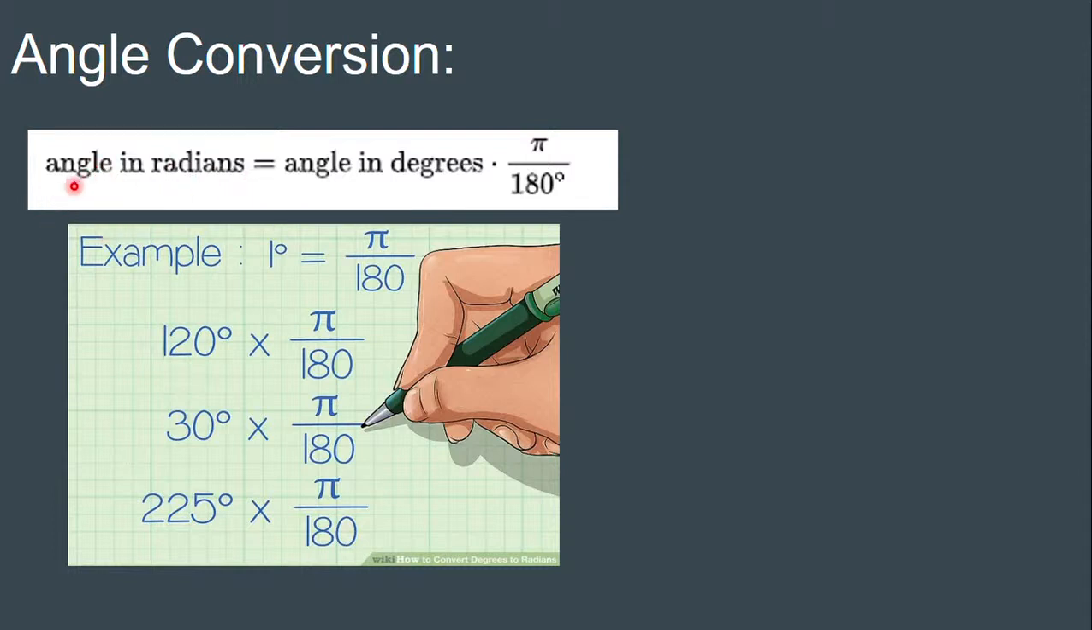So there is a formula. Angle in radians is equal to angle in degrees into pi by 180 degree. If we multiply pi by 180 degree with the angle in degrees, then it converts the angle into radians. For example, 1 degree will be converted into pi by 180, 120 into pi by 180, 30 into pi by 180, 225 into pi by 180. These all degree angles are converted into radians.